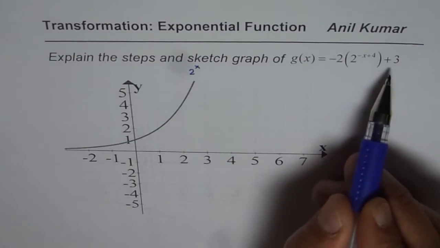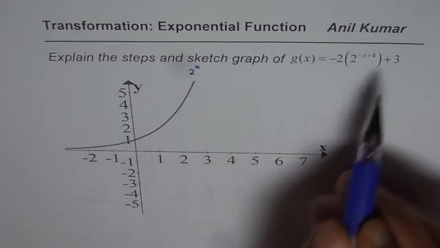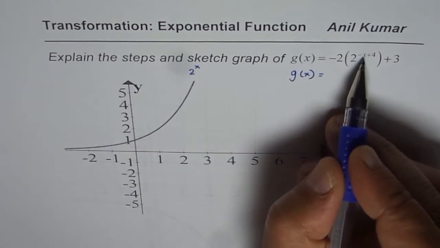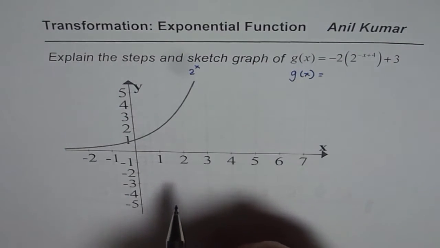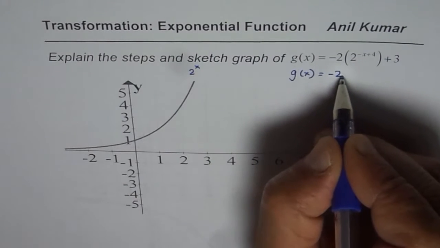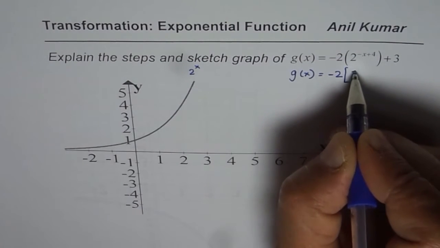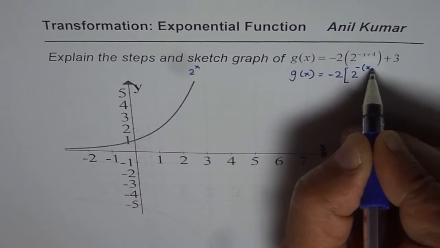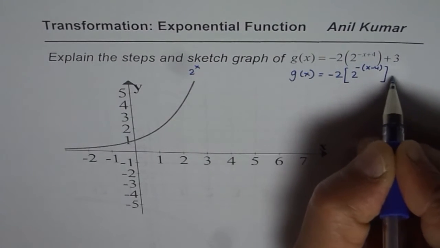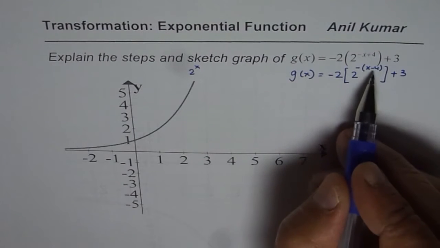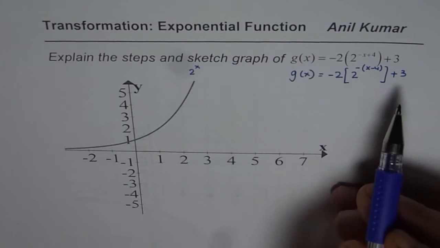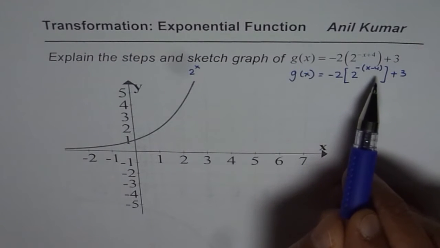Now, when you have a function like this, it is good to rewrite the function with the coefficient of x factored, right? So we'll factor that. We can write this as 2 to the power of minus, factor out minus, you get x minus 4, do you see that? Plus 3. It makes a huge difference. That could be an error for some students. So that is the first step.